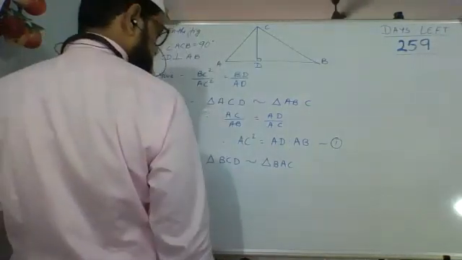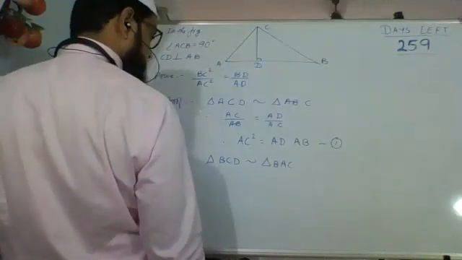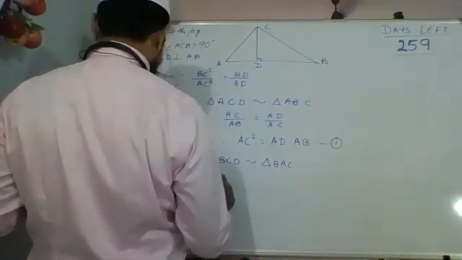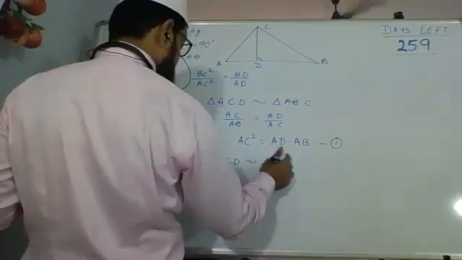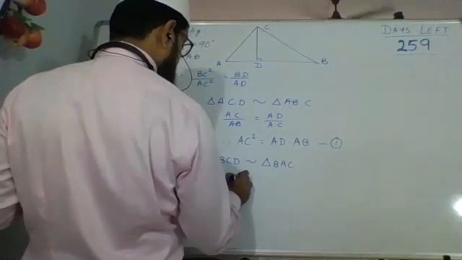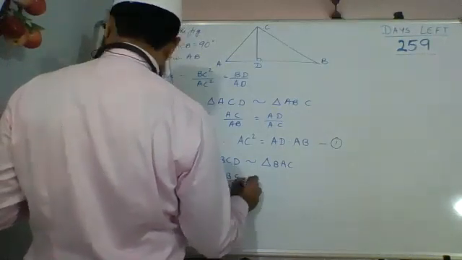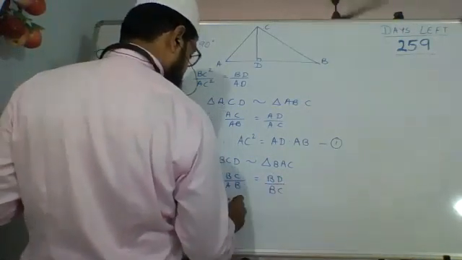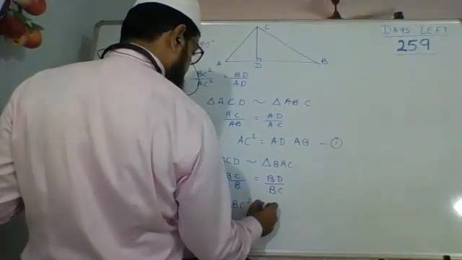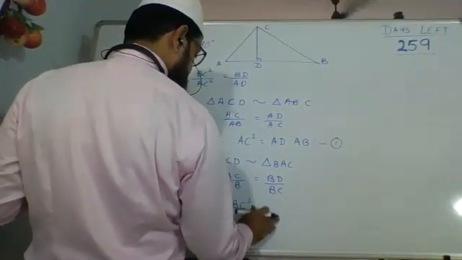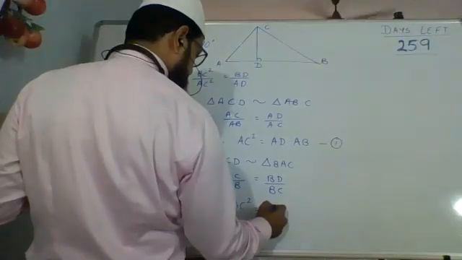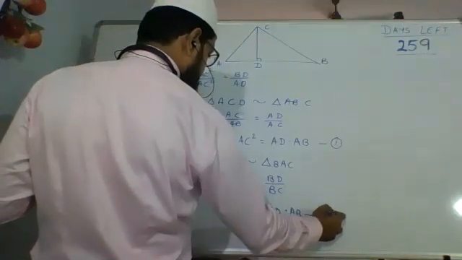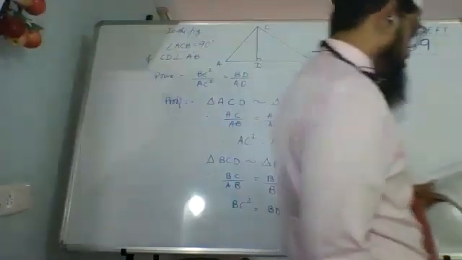Now, the other two triangles: triangle BCD is similar to triangle BAC, or if you wanted ABC, then you'll have CBD. But this we have written so that it's easier to write the sides. That is BC upon AB equals BD upon BC. Bring this BC this side. So you have BC square equals BD into AB. Call this equation number 2.